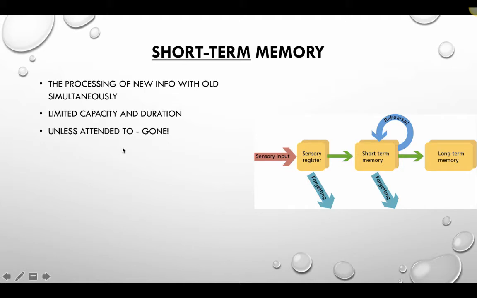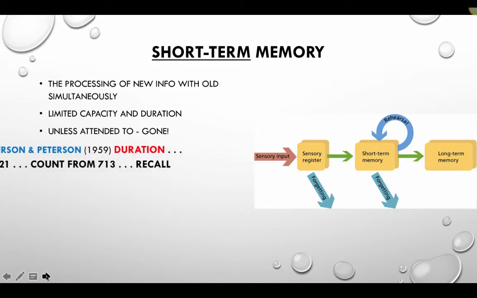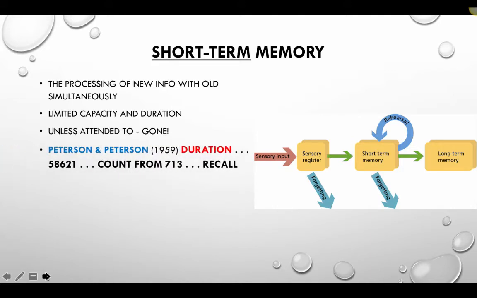And unless that information that gets into short-term memory is used, it doesn't last very long, though longer than sensory memory. Peterson in 1959 discovered the duration of short-term memory really is only about 20 to 30 seconds. And they created a simple experiment where they had different numbers on note cards. They would flash a note card with, say, a number 58621, and immediately after they put down the card, they would say a number like 713, and the subject had to count backwards by 3 from that number until the experimenter said recall.